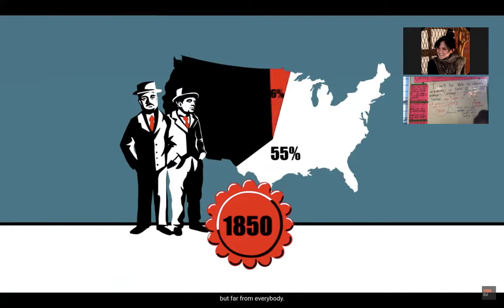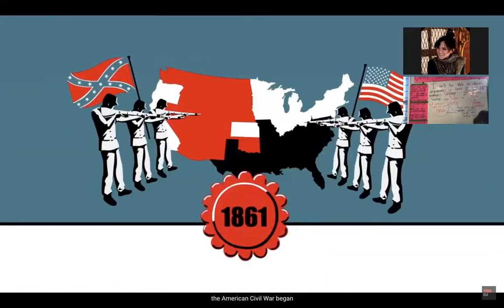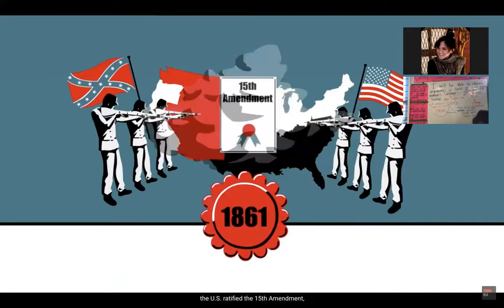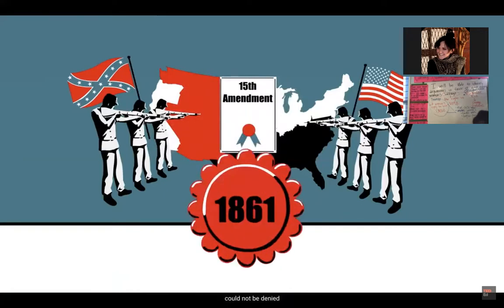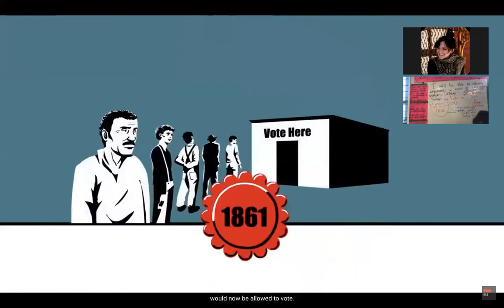Then, in 1861, the American Civil War began largely over the issue of slavery and states' rights in the United States. When it was all over, the US ratified the 15th Amendment, which promised that a person's right to vote could not be denied based on race, color, or previous condition as a slave. This meant that Black men, newly affirmed as citizens of the US, would now be allowed to vote.